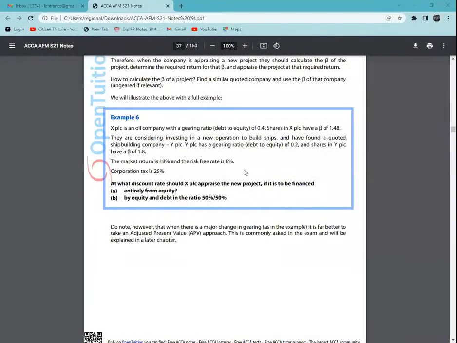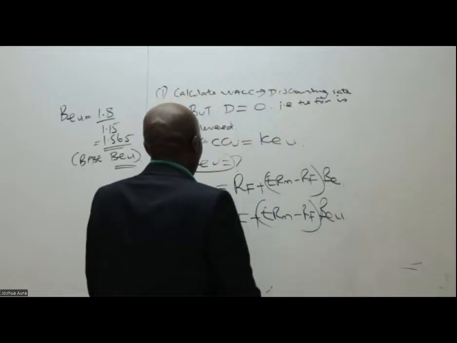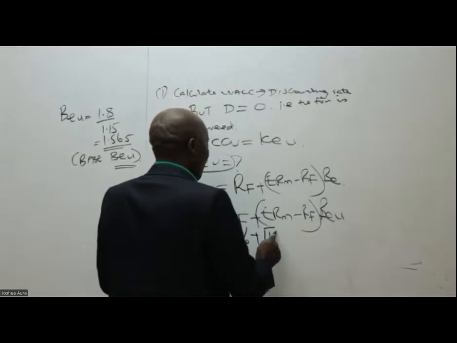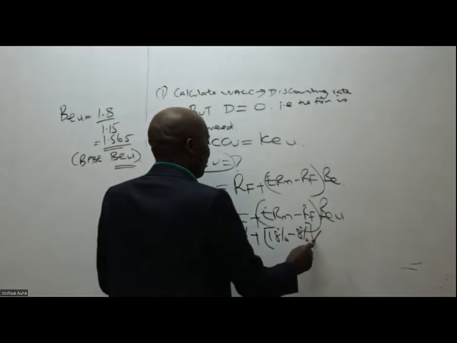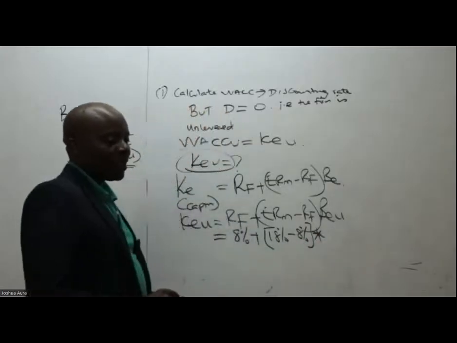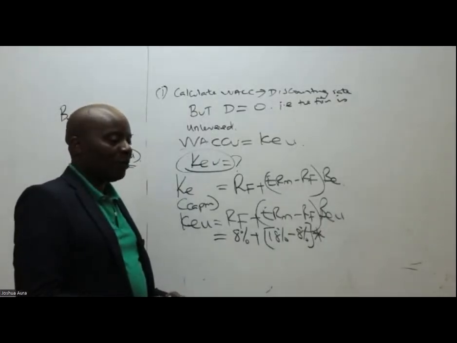Yes, it's 8% and the market return is 18%. So no worries at all. We are being told here that the risk-free rate of return is 8% plus 18%, the market return, minus 8%, multiplied by the beta equity of the unlevered firm. Could you kindly give me the beta equity of the unlevered firm?